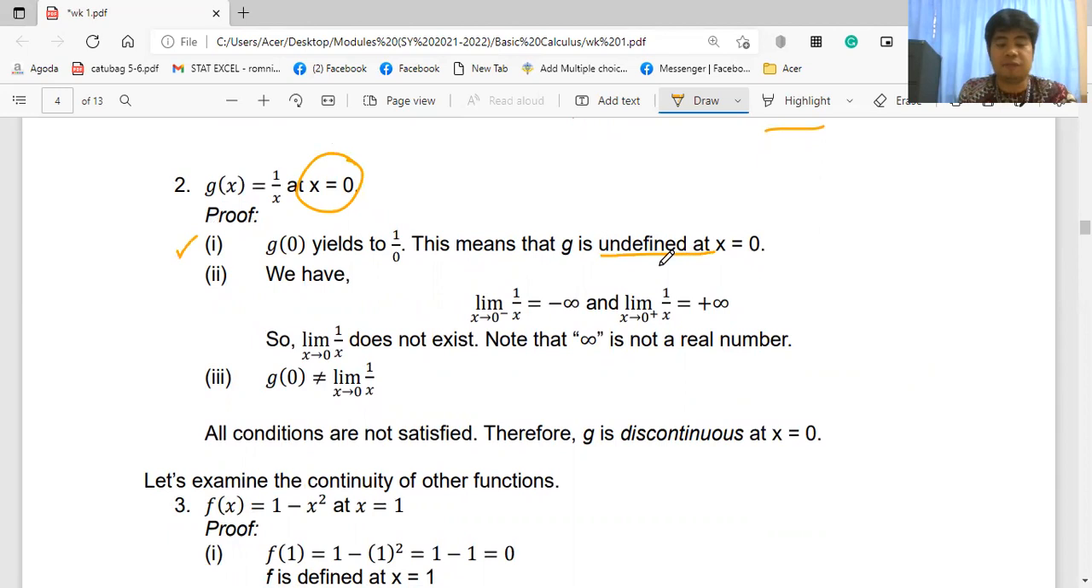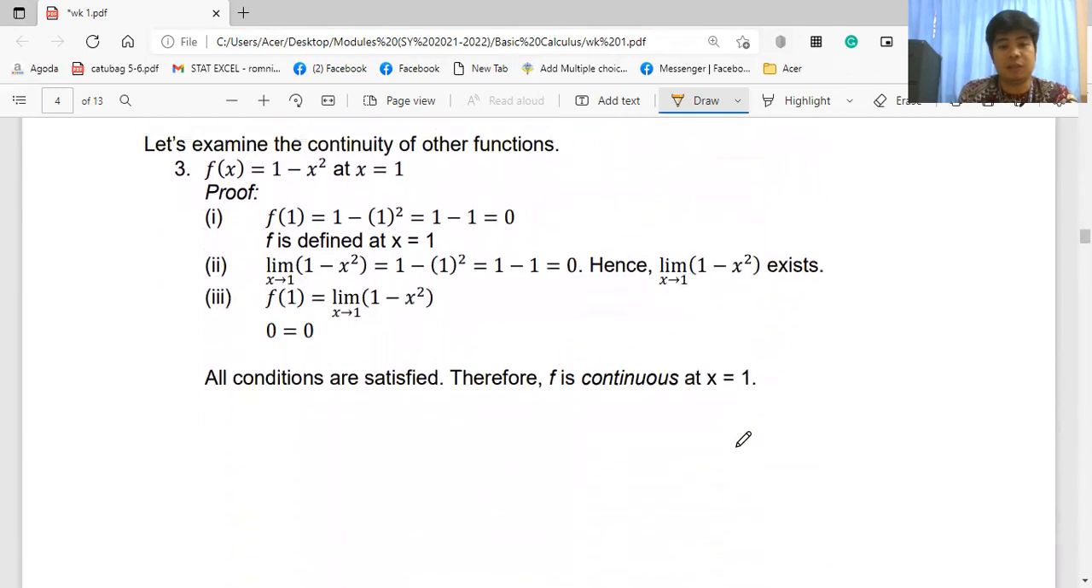Then, as I've told you, when one of the conditions is not satisfied, then you can immediately say that the function is discontinuous at the given value of x. You don't necessarily need to check all the conditions, for as long as one of them is not true, then discontinuity is true. Now let's have other examples.